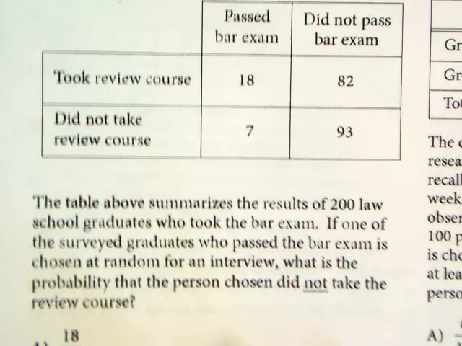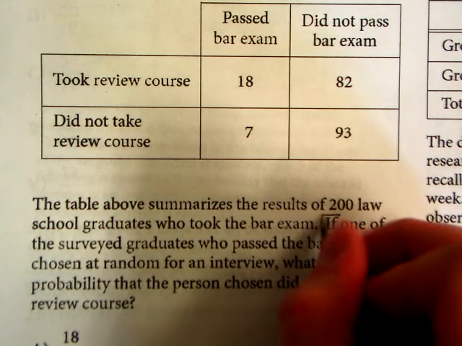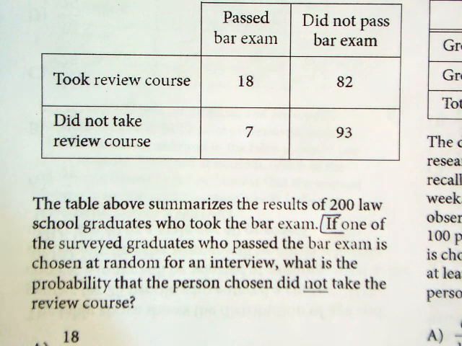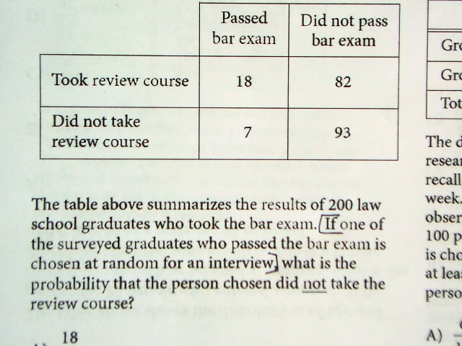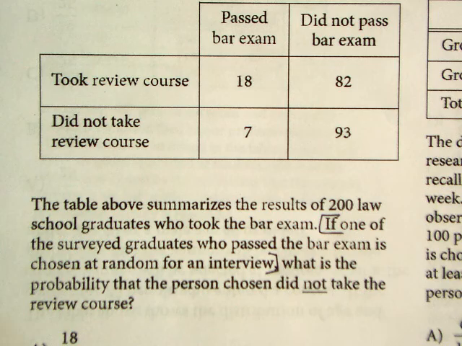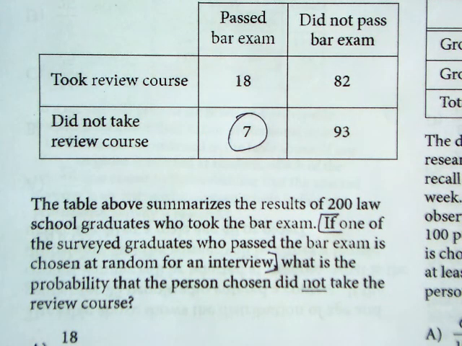The question asks, if one of the surveyed graduates who passed the bar exam is chosen at random for an interview. That refers to column 1 in its entirety, 18 plus 7, because there are 25 total graduates who passed the bar exam. So that is our pool of potential candidates. They ask, what is the probability that this person chosen did not take the review course? So out of these 25, 7 of them did not take the review course.